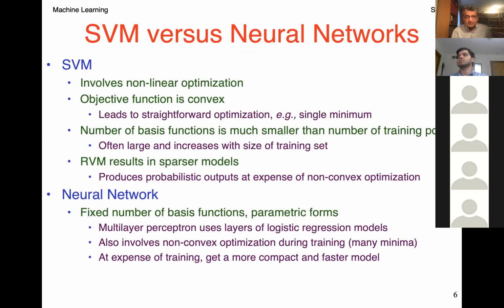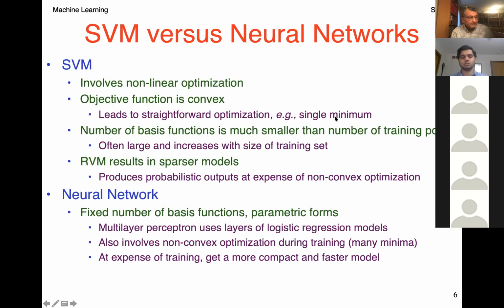Oh, we have one more slide on SVM versus neural networks. So who uses which? Supposing you're just a user of machine learning, you're not a committed machine learning researcher, or that's not your end goal in life. You just need to solve this problem. I need a method to do either regression or classification. So SVM involves nonlinear optimization, and the objective function is convex, which leads to straightforward optimization, a single minimum.